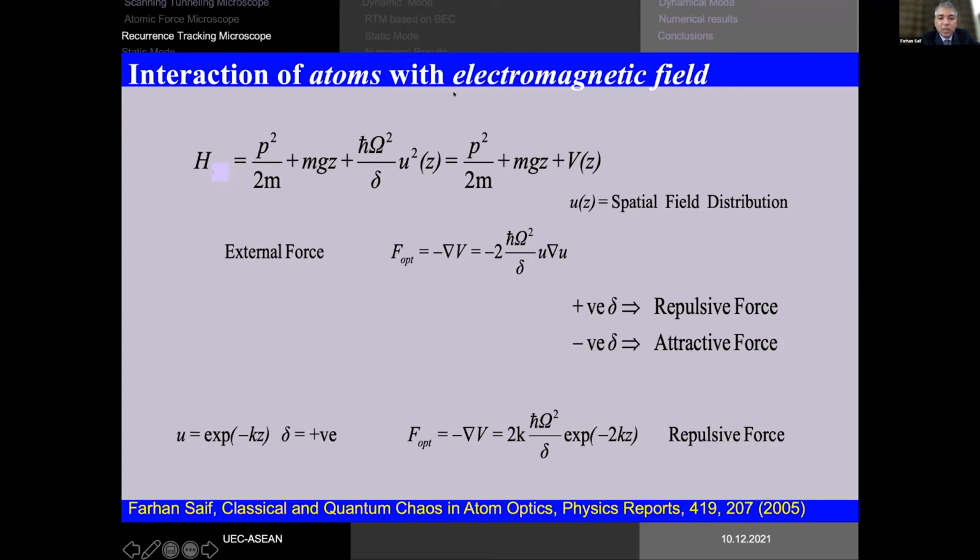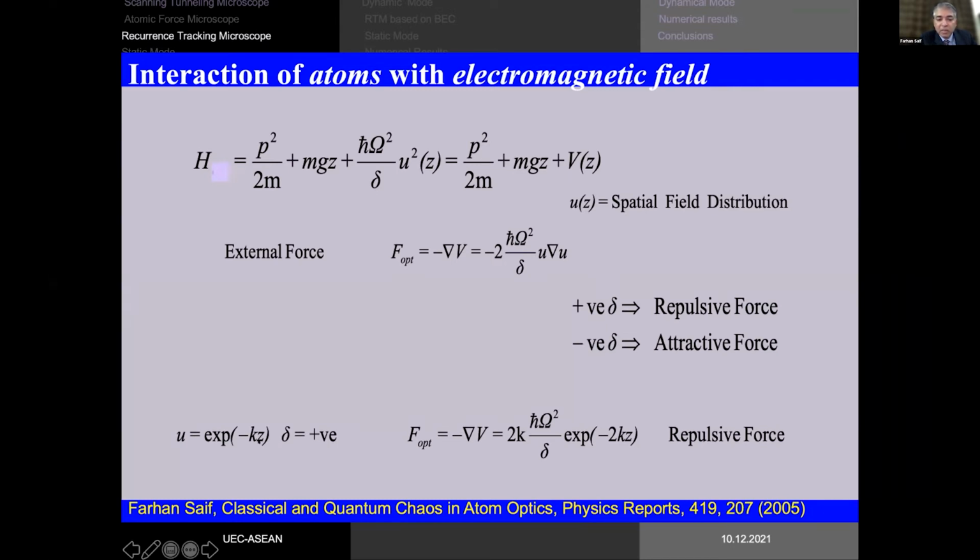But the important thing is that this optical potential is now becoming the reason for the reflection, because if we look, we find that the force which is coming because of the optical field has an interesting description, which is h bar omega squared by delta times the gradient of u. Now this gradient of u is the gradient of the spatial distribution of the electromagnetic field, and this delta is the detuning between the field frequency and the transition frequency. This delta can be made positive or negative by controlling the detuning required. A positive sign of delta would make the force repulsive, and a negative sign of the detuning will make it attractive for the atoms.